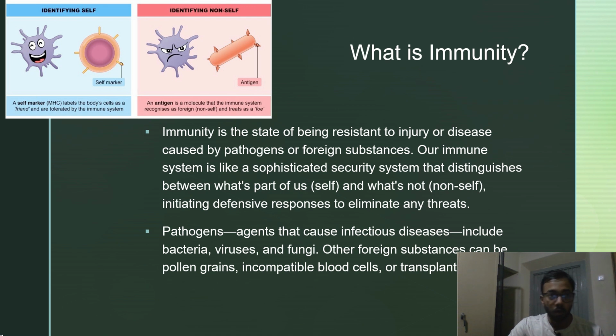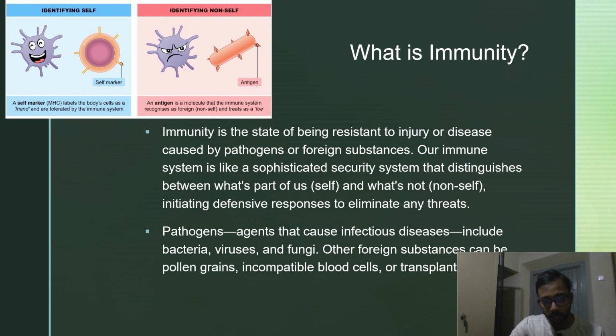Here you can see a diagram. Our immune system has the ability to detect non-self cells from our own cells. Otherwise, it can attack our own cells as well, if it cannot differentiate between self and non-self. So that is very important. Pathogens, on the other hand, are agents that cause infectious diseases. These include bacteria, viruses, and fungi, which you will learn in your microbiology lesson.